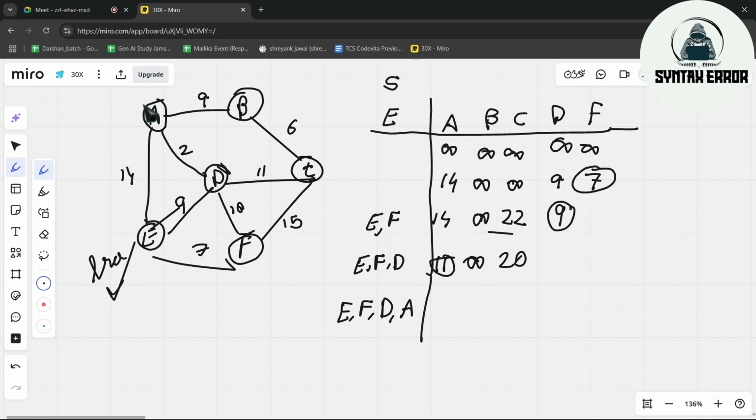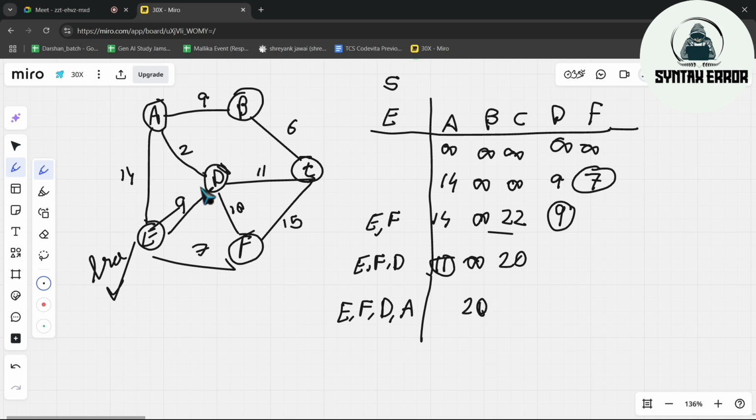And C. By using D also, by using F also, A also, what is the shortest path? 9 plus 11 only is the shortest path. We can't go 14 plus 2, 16, 16 plus 11, 27. This is the shortest path. So here also 20 is the shortest path. So we got the total answer.